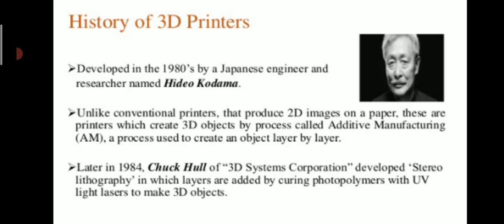Later, in 1984, Chuck Hull of 3D Systems Corporation developed stereolithography, in which layers are added by curing photopolymers with an ultraviolet laser to make a 3D object. Chuck Hull is noted as one of the important scientists in the area of 3D printing. 3D printing is also called additive manufacturing, which involves adding layers of material to create an object. Processes include 3D printing, direct digital manufacturing, rapid prototyping, or layered fabrication.